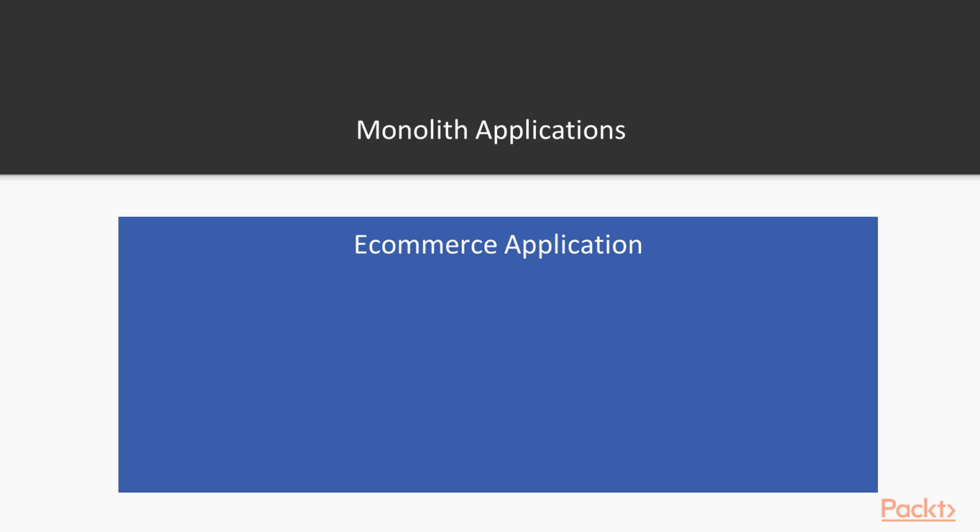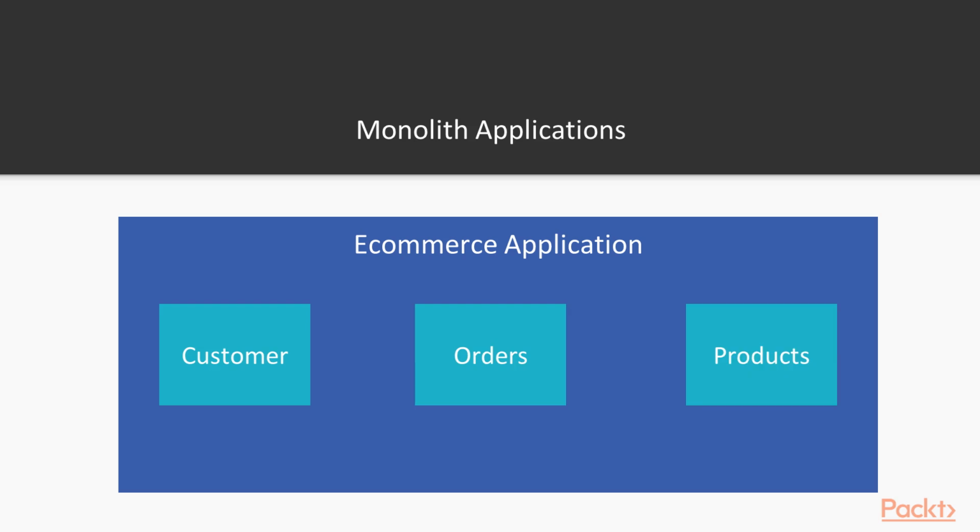So before we go on ahead, let's have a look at applications and how they were developed in the past. These are known as monolith applications. Let's consider a simple e-commerce application. Let's say it has modules such as customer, orders, and products. Now, when you look at this sort of architecture, it's one whole single entity. So customers, orders, and products are all part of the application as a single entity.